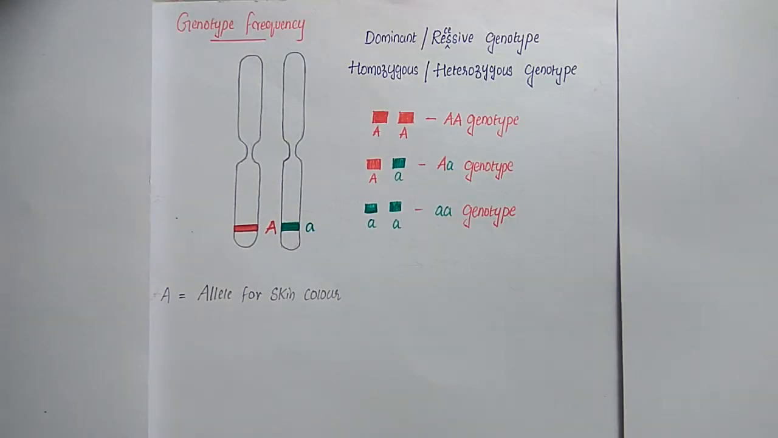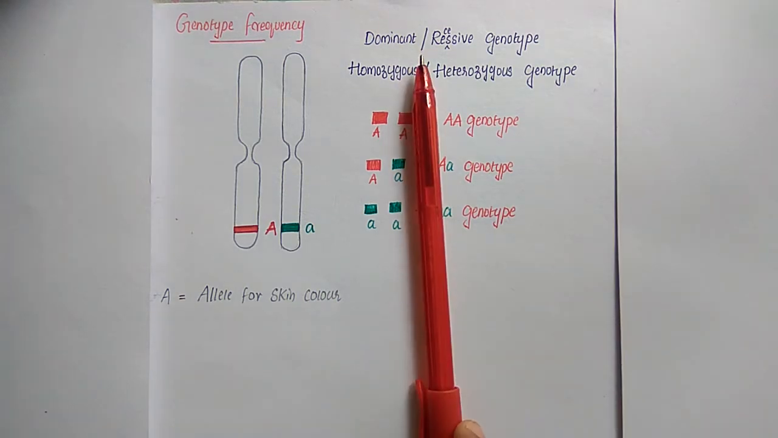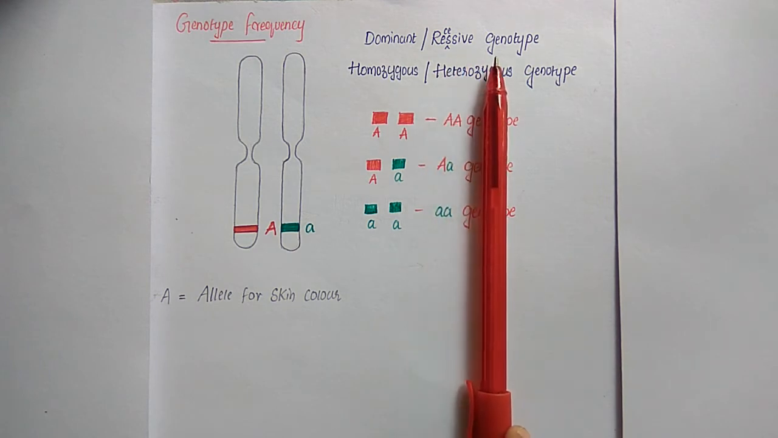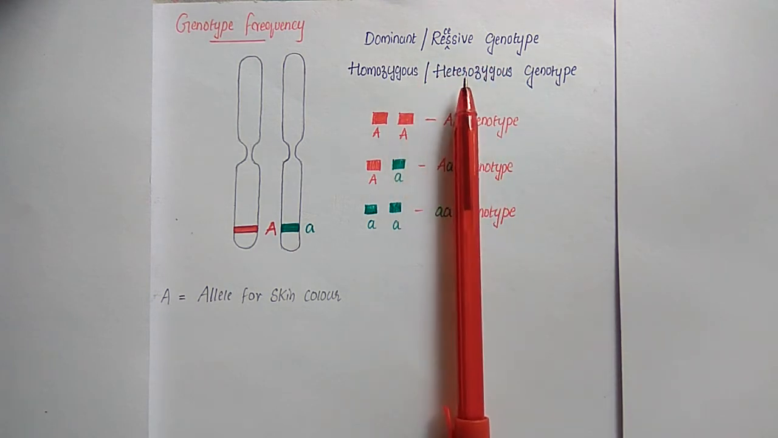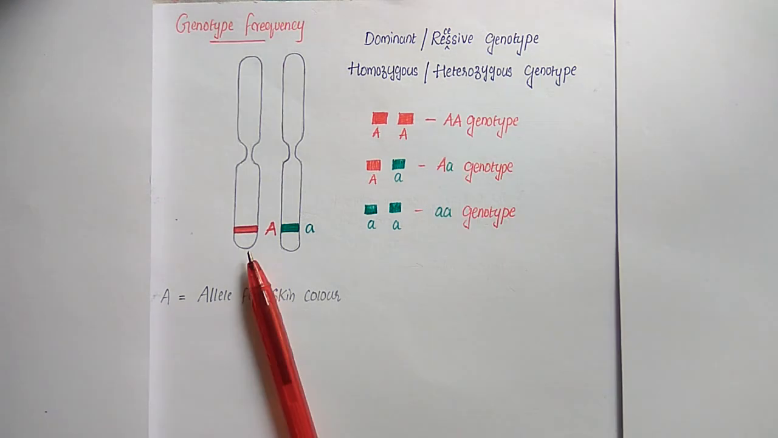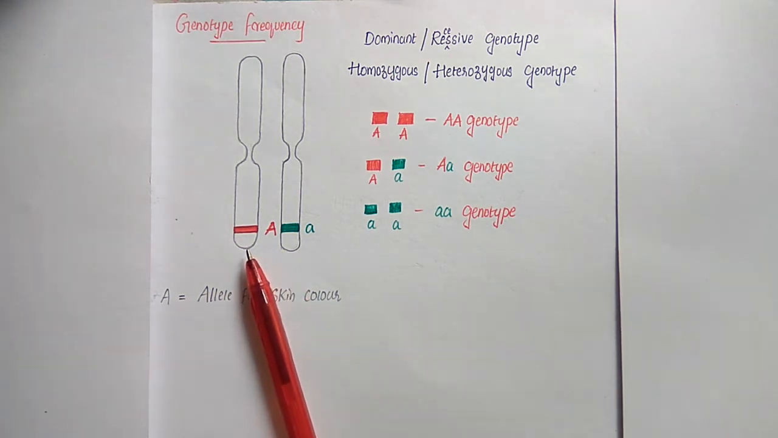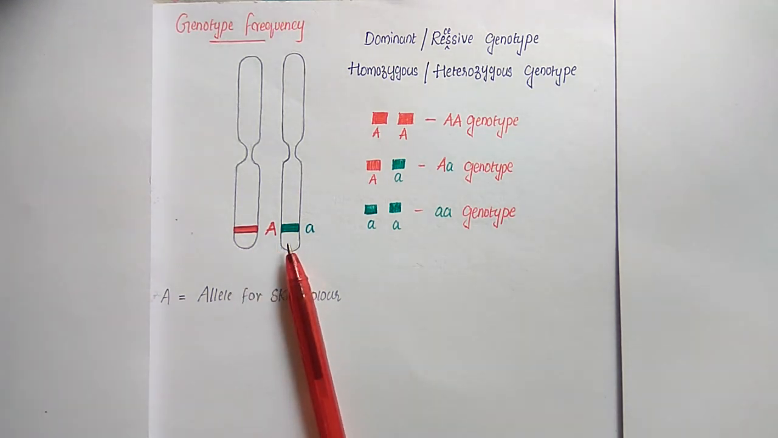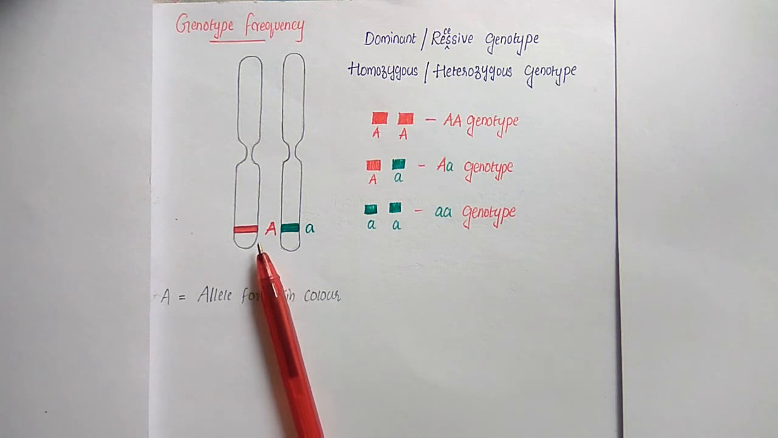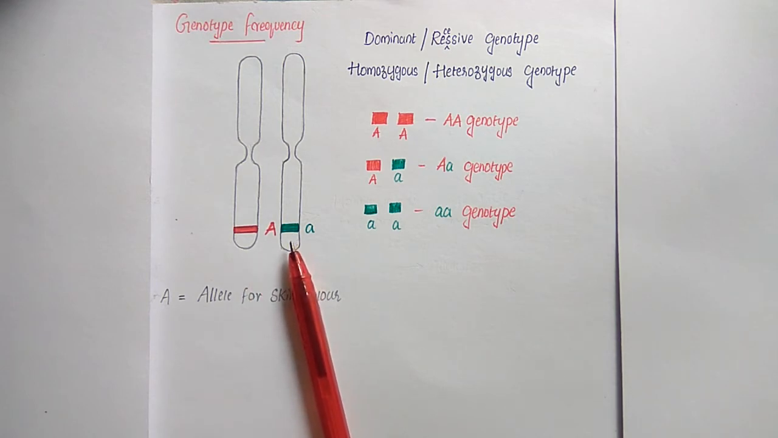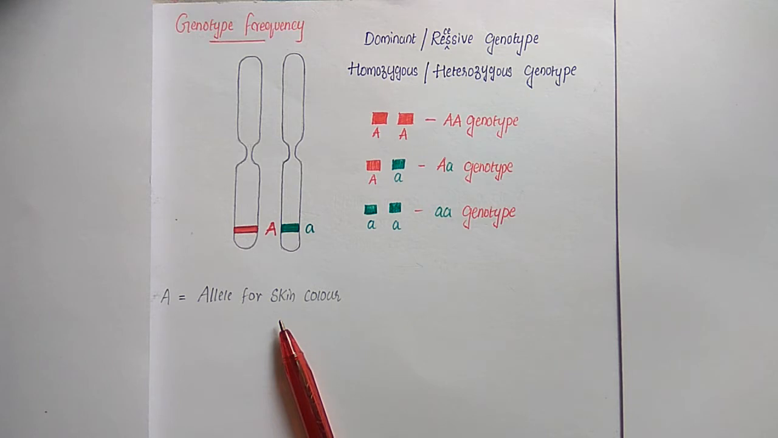Now, what is genotype frequency? Genotype frequency is the ratio of different genotypes in a Mendelian population. We have dominant or recessive genotypes, or homozygous or heterozygous genotypes. To understand genotype frequency, we take two homologous chromosomes on which two different alleles are present, as shown in this figure, one dominant allele A and the other a recessive allele a. Consider that both alleles represent the gene for skin color.